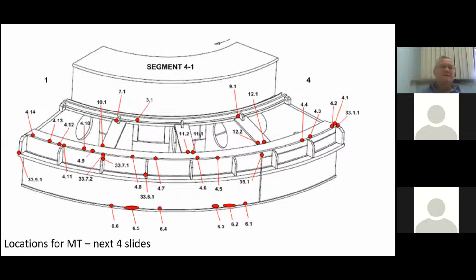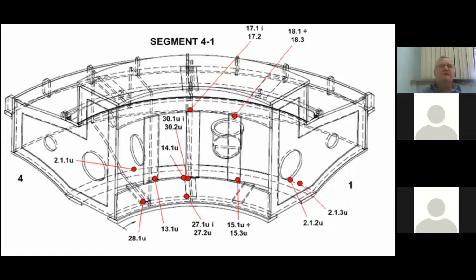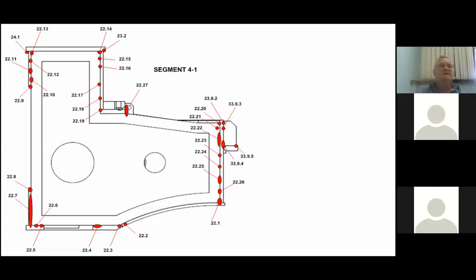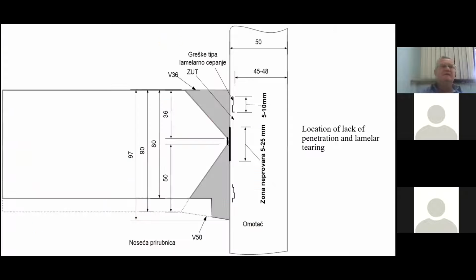Now for magnetic testing also, locations and indications, and once again, finally in this cross section as well. So it was a very thorough investigation, non-destructive testing, and you can see how it looked in reality. This is just one defect detected by ultrasound.